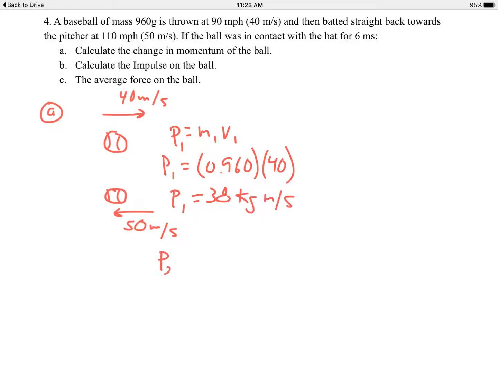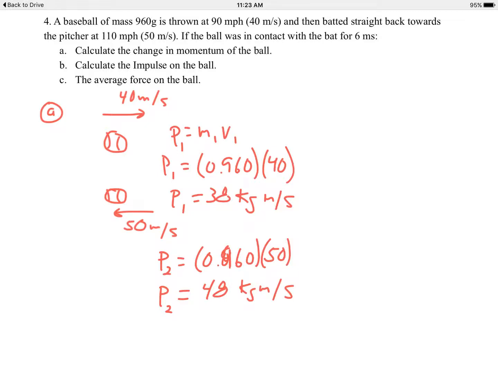And P2 is going to be 0.960, that's the mass of the ball in kilograms, times 50. It's coming back straight at the pitcher. He better duck. But if you multiply the mass times the velocity here, the momentum of the ball coming back towards the pitcher is 48 kilograms meters per second. Once again, that's a huge change. It looks like it's going from 38 to 48, just picking up 10 units of momentum, but it's actually, like the ball, it has to stop and reverse direction.